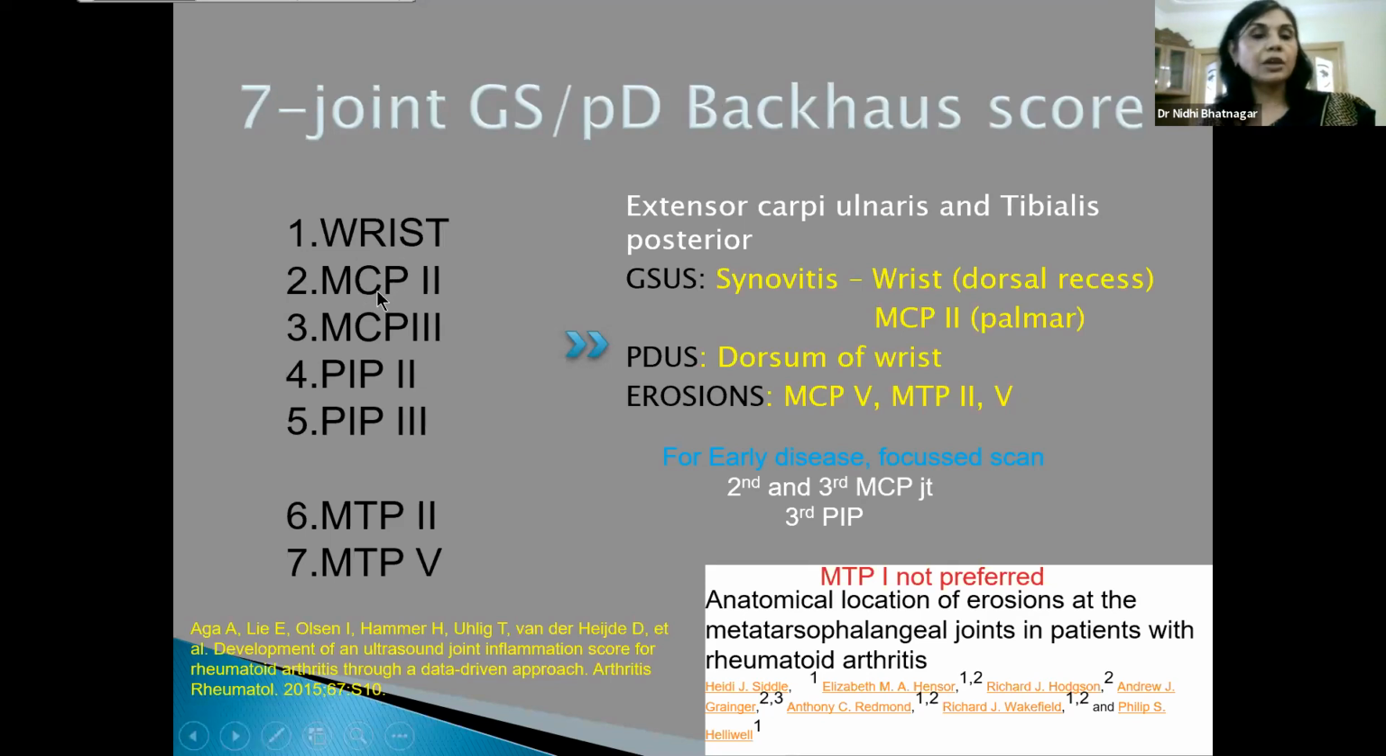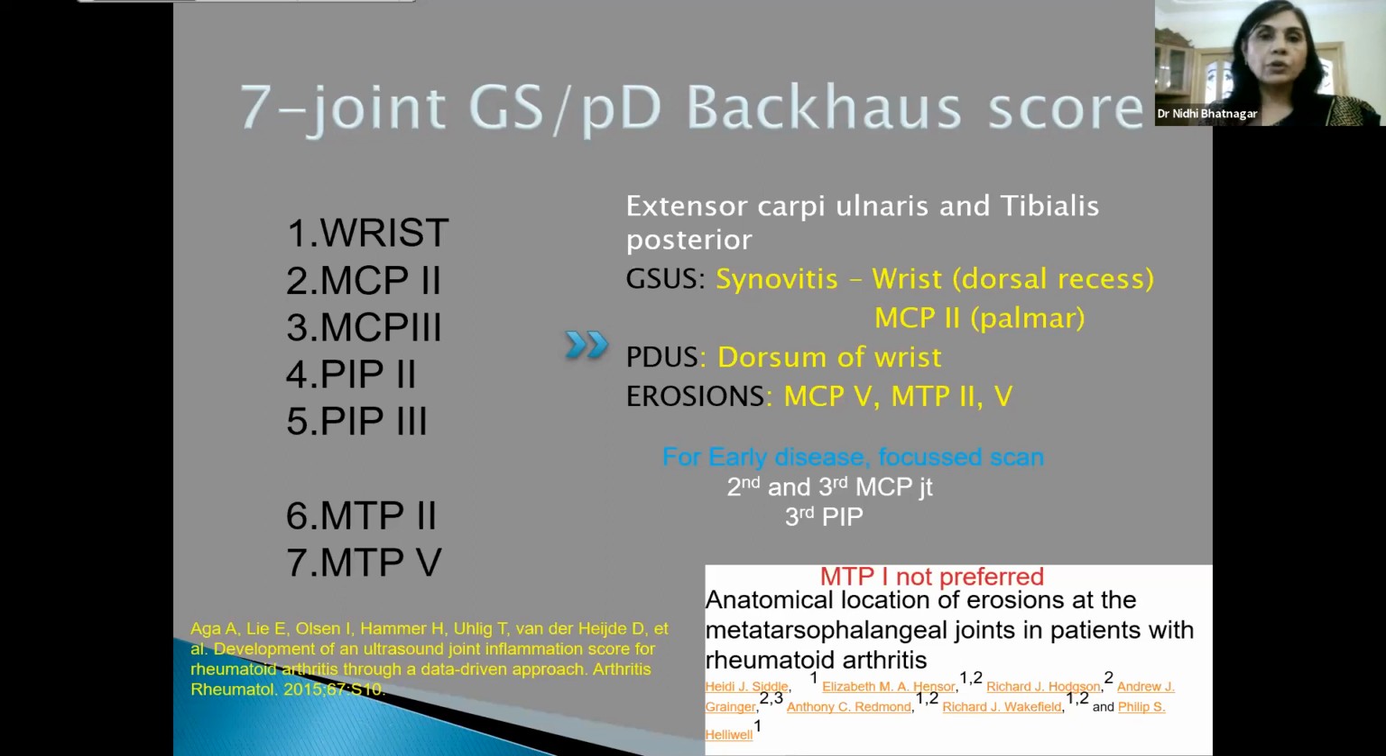Then we have the metacarpophalangeal joint of the second finger, metacarpophalangeal joint third finger, proximal interphalangeal joint 2, proximal interphalangeal joint 3, and then in the fifth foot we have metatarsophalangeal joint 2 and metatarsophalangeal joint 5. And it was found through multiple RCTs that the yield of finding synovitis and cortical erosions is highest in these joints.